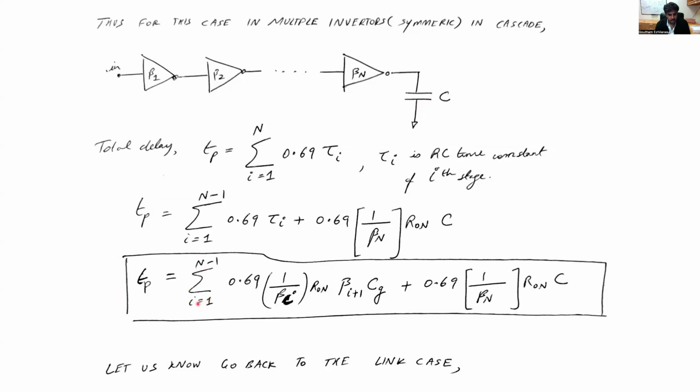And thus the overall propagation delay can be written in this expanded expression. It's the sum over all stages up to the n minus 1 stage of 0.69 times the on resistance of the ith stage times the input gate capacitance of the next stage, which is the i plus 1 stage. Plus, this boundary term is the delay of the final stage, which is 0.69 times the on resistance of the nth stage times the load capacitance of the output.